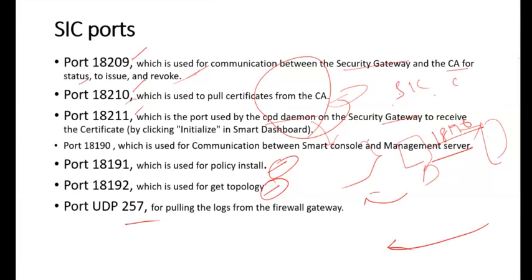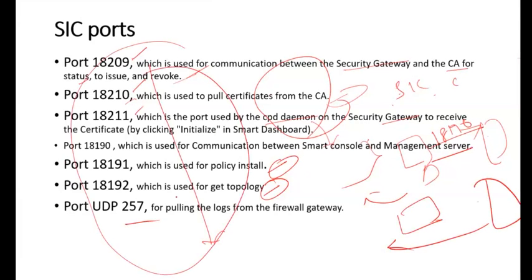Okay, in general you won't be able to see all these ports. But if any issue comes, like we won't be able to install the policy from the management server to the gateway, at that point of time you can go through these ports and see what the issue is, which port is not working between the management server and the gateway, so we have to rectify that.